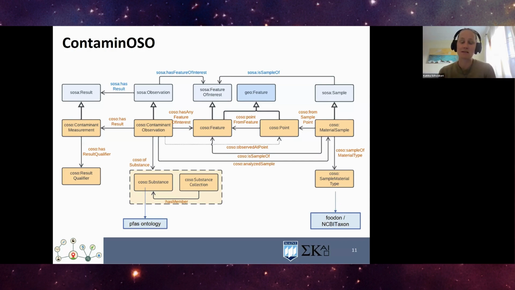So also central to this contaminant ontology are two different types of features that we might have of interest. We have our main feature of interest, the thing that we're sampling, which might be a well or a field or a water body. And then we also want to know specifically where it was sampled, so the sample point. We differentiate these by the COSO feature and the COSO point. And as an extension of SOSA, in order to support connection to the PFAS graph with all of the chemical informatics that were just discussed, we also have a specific COSO substance that links to the PFAS ontology. And then the measurement we'll go into more detail about on the next slide.